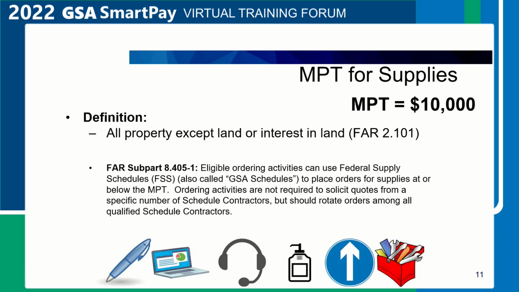Ordering activities are not required to solicit from a specific number of scheduled contractors, but should attempt to distribute orders among qualified contractors. For example, 3 scheduled contractors in your immediate area can make signage for your base. Your last order went to ABC Signs, so maybe your next order should go to one of the other 2 remaining vendors who can meet your needs.